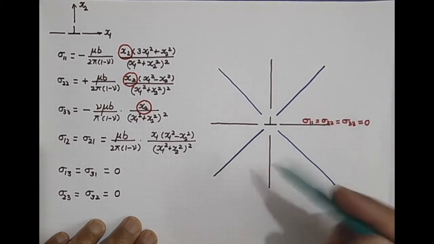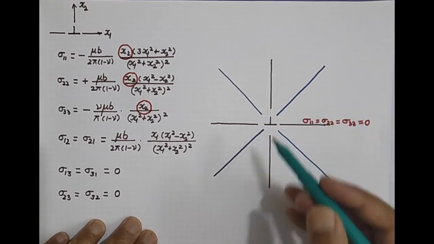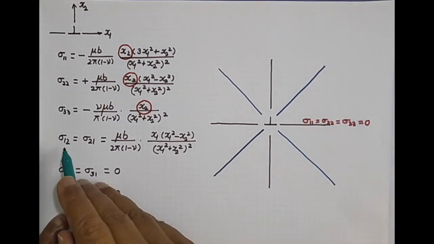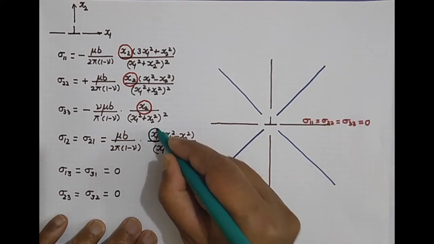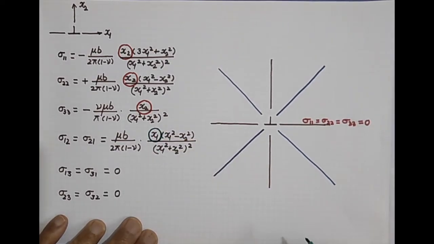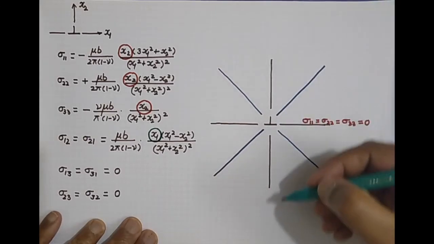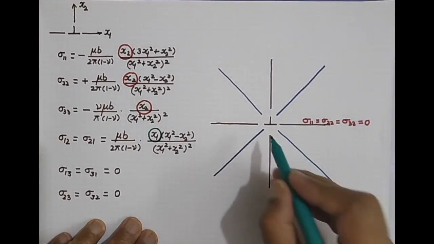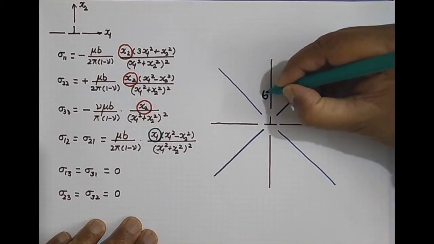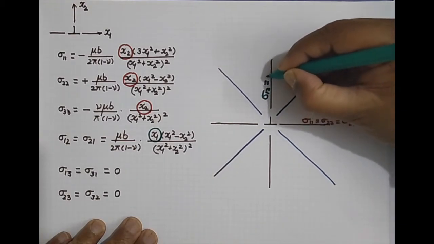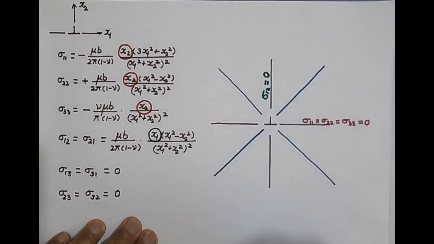If you look at the y-axis, here x1 is 0. And you see that sigma 1,2 has this x1 component as a multiplying factor. So along this vertical line, along the y-axis, passing through the dislocation line, sigma 1,2 will be 0. Along this line, sigma 1,2 is 0.